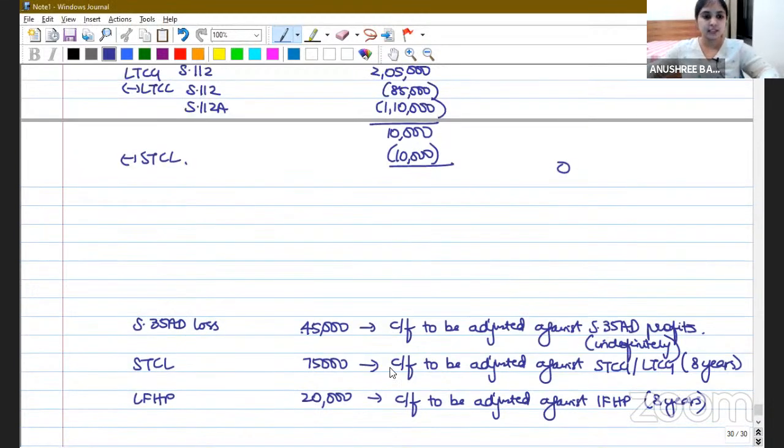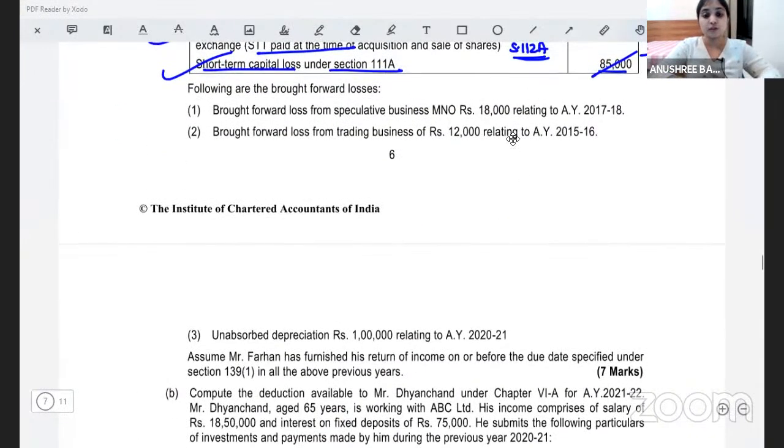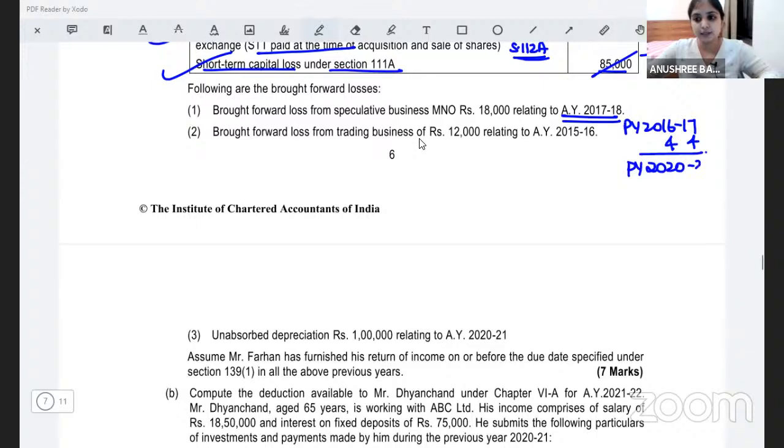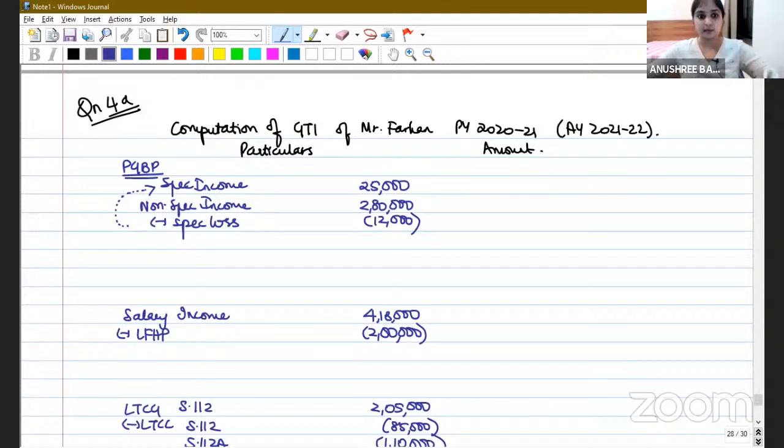So after this, now we are left with just brought forward losses. Brought forward loss from speculative business belongs to assessment year 17-18, which means it belongs to previous year 16-17. Speculative loss has a life of only 4 years, which means it can be carried forward only till previous year 2021. What is our current previous year? 2021. So this is the last year in which we can adjust the speculative loss. How much is it? 18,000.